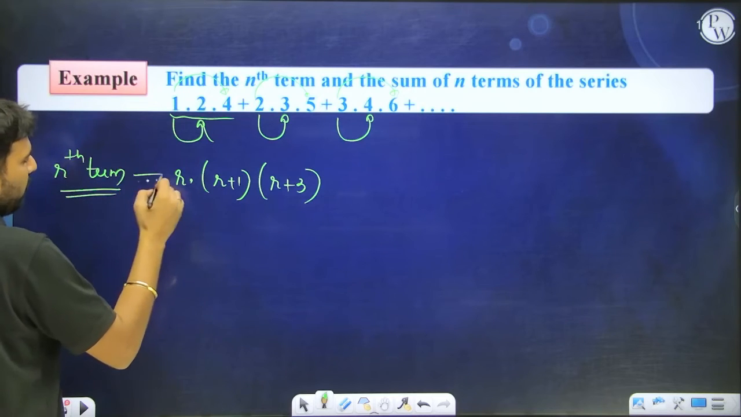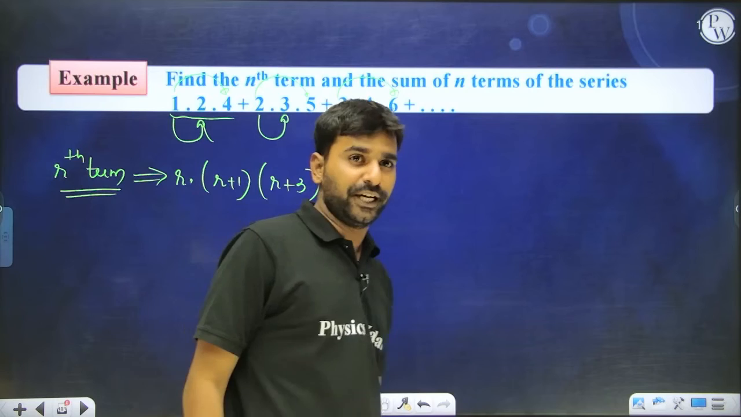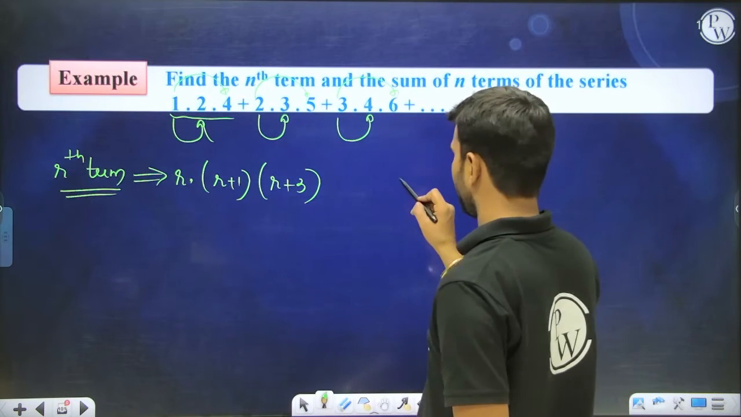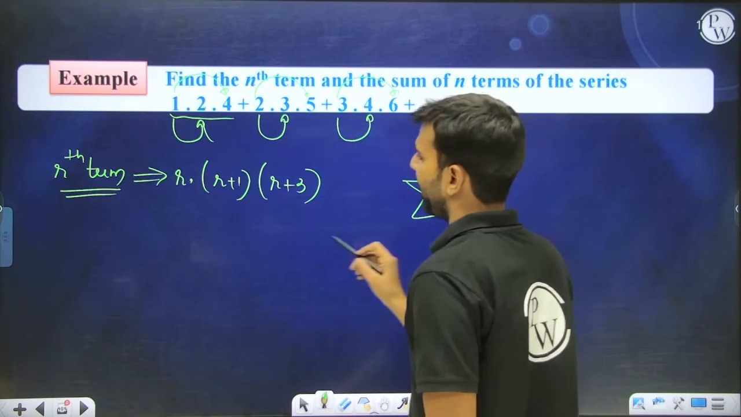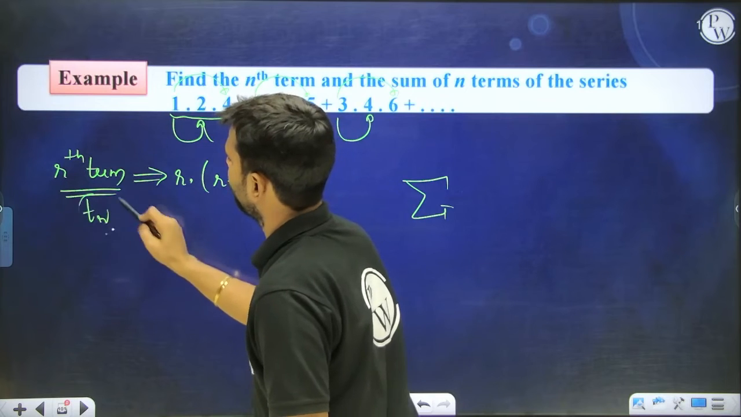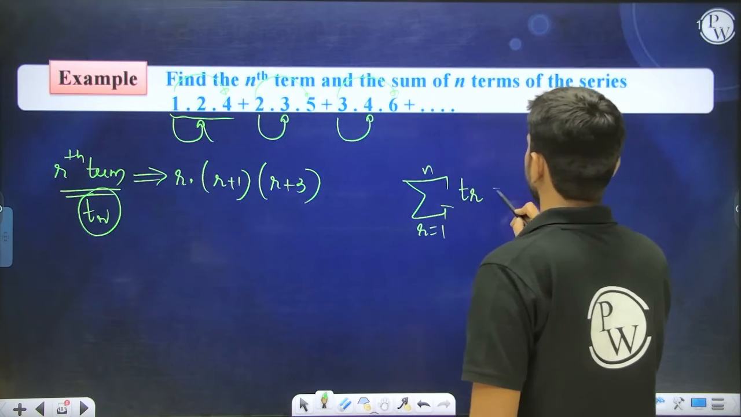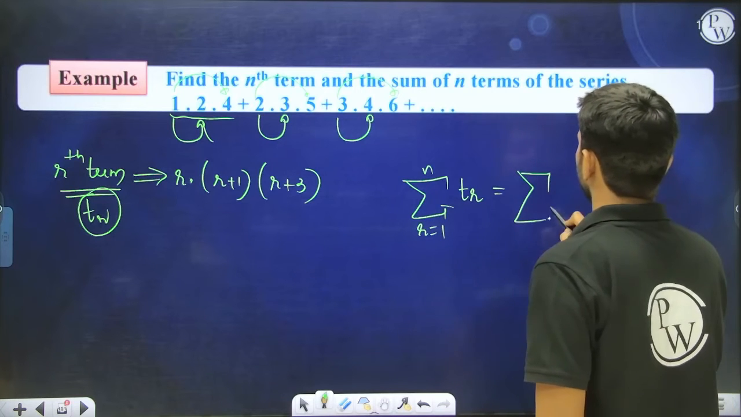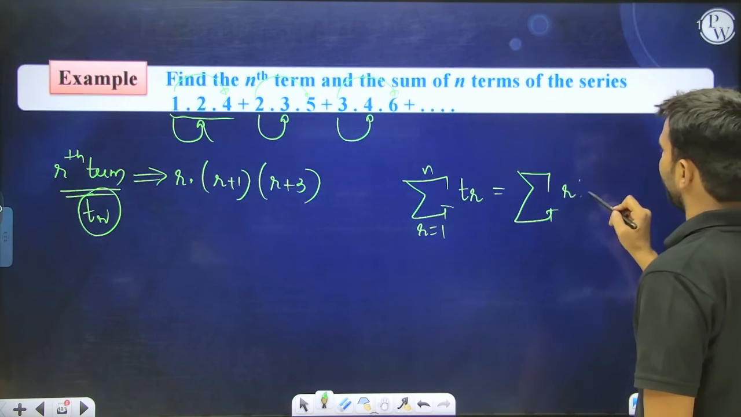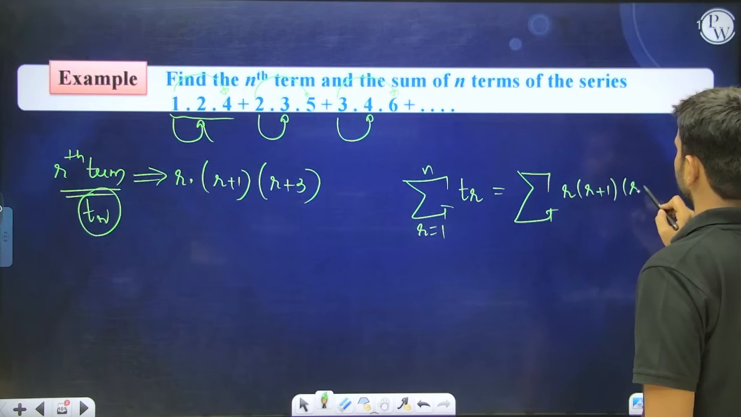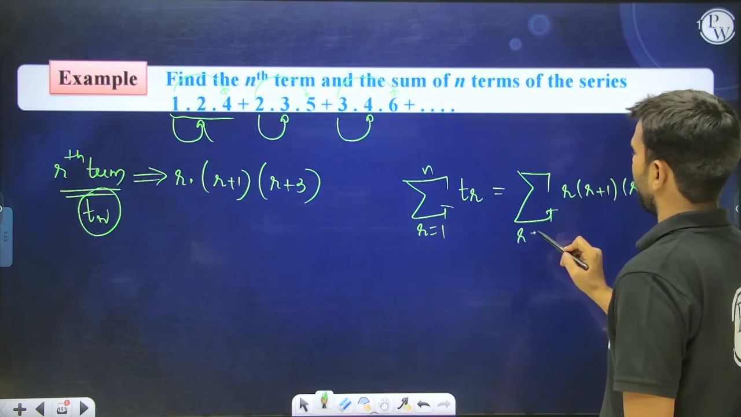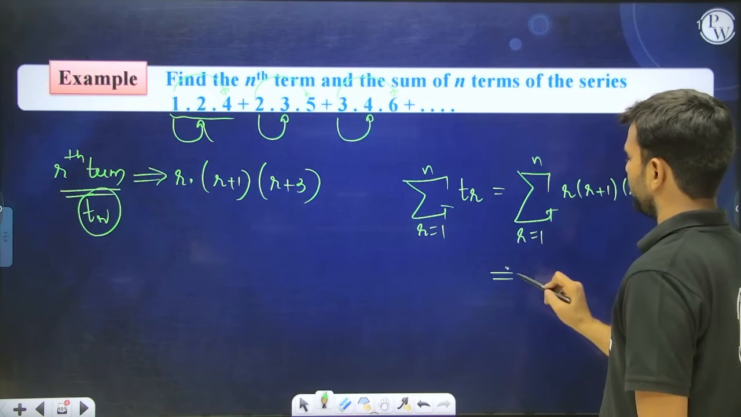So number 1 kind of problems are there in which you need to think of the general term on your own. So here, if this is Tr, the rth term, then sigma Tr going from r equal to 1 till n is going to give you the summation. So we can write it like this: r into (r plus 1) into (r plus 3), going from r equal to 1 till n. So this is going to be what?